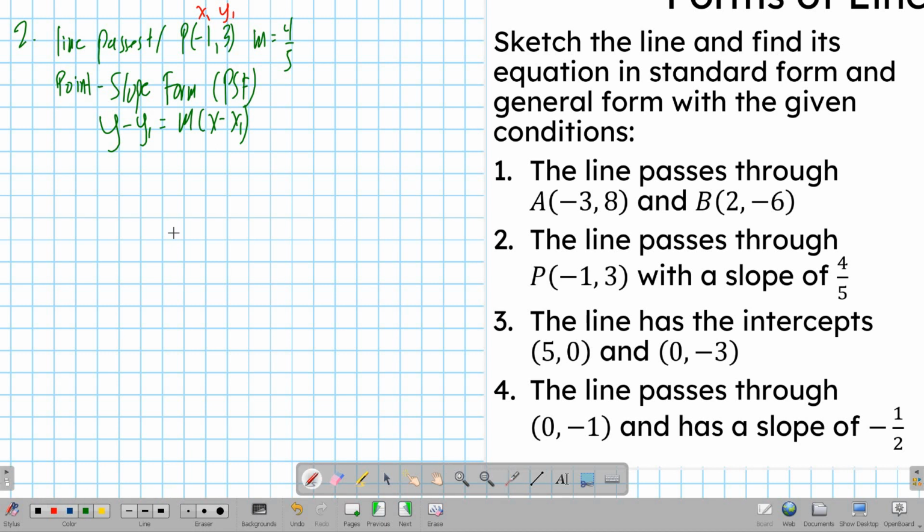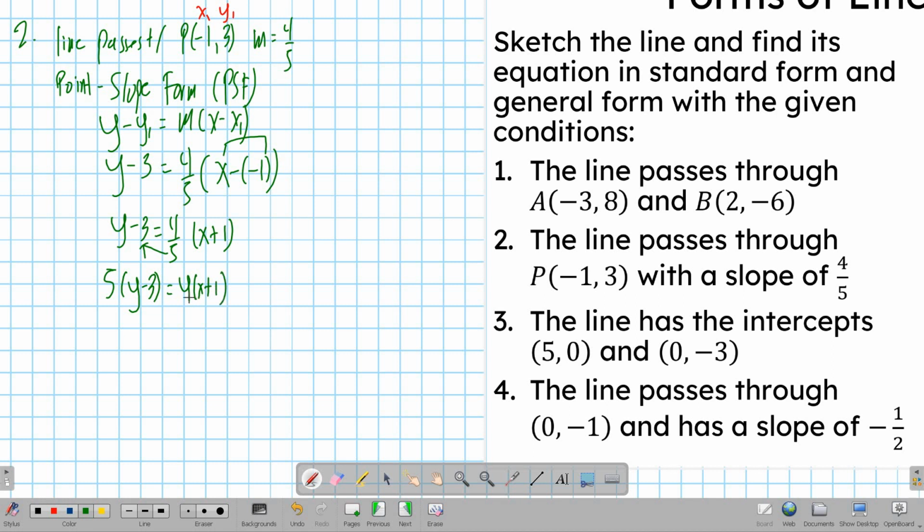So therefore, we're going to have now y minus 3, that's y sub 1, is equal to 4/5 times x minus -1, which is our x sub 1. So let's simplify this first. We're going to have y minus 3 is equal to 4/5 times x plus 1. Pwede natin i-distribute tong 4/5, pero ang gagawin ko ay cross multiply ko na yung 5 kasi madaling na-distribute kapag hindi fraction. So I'm going to have 5 times y minus 3 is equal to 4 times x plus 1.